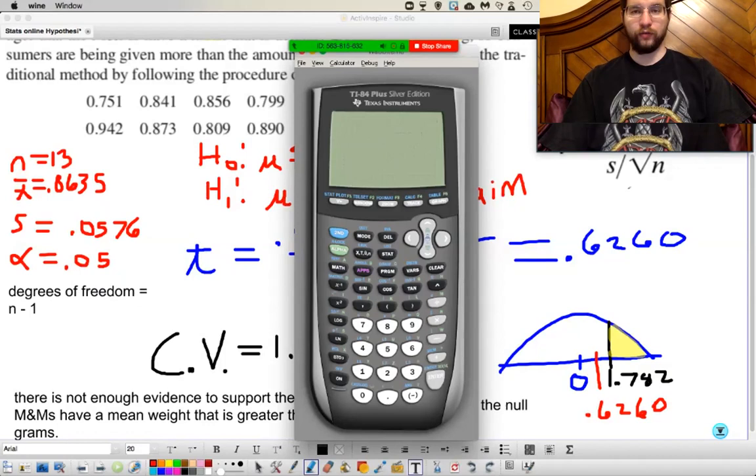My TI-84 though does have an inverse T, so I can do it on here. 0.05, my degrees of freedom are 12, and it takes a second. And it gave me the negative, but remember we're doing a right tail, so we just use the positive. 1.7823, very close to what the chart has.